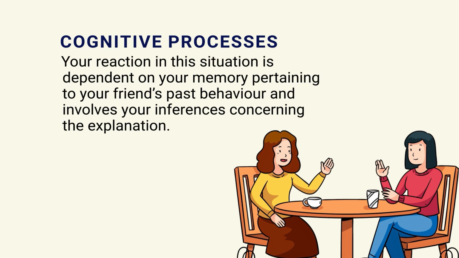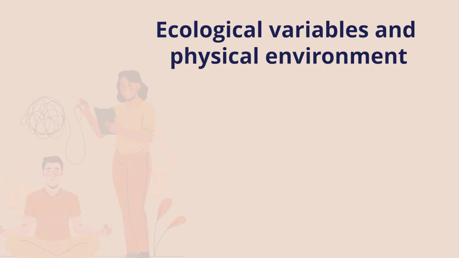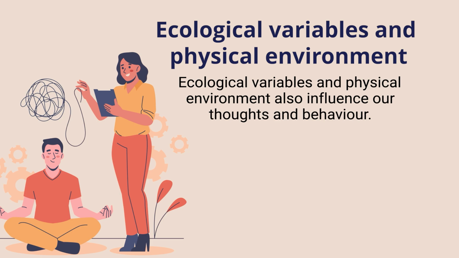So, as you can see from this example, your reaction in this situation is dependent on your memory. Memory of what, learners? Your memory pertaining to your friend's past behavior. And it involves your inferences concerning the explanation. So all such factors are clubbed together and put under the category cognitive processes. Next, we come to the third category of factors, learners. These we have called as ecological variables and physical environment.